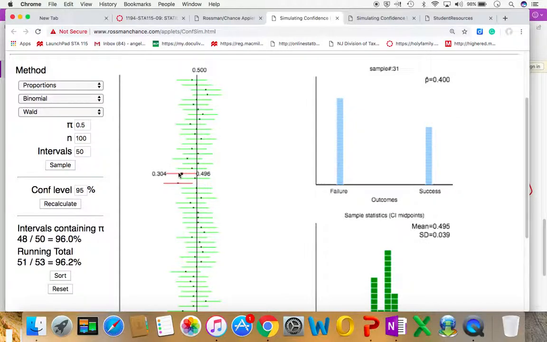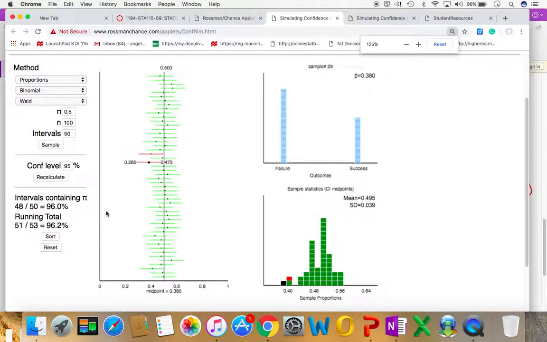All right, let's click on it. This one goes from 30%, very close to 50%, but just underneath of it. And when you click on it, it lists the sample over here. We had 40%, so 40 out of 100 flipped and got heads. This one looks like it's even lower, 38 out of 100, so a very low sample. My confidence interval is between 29% and roughly 48%. And you see how I have about 95% that contain the interval.